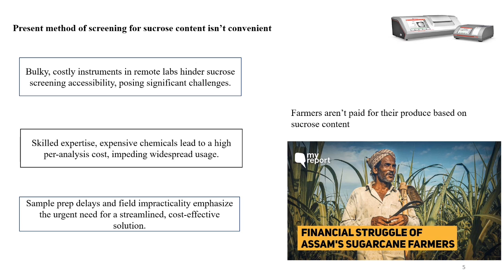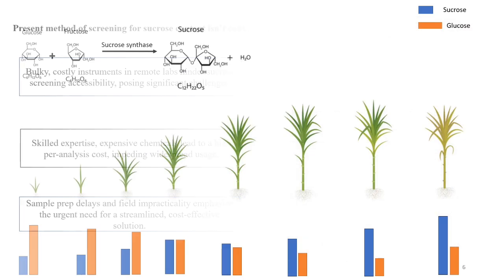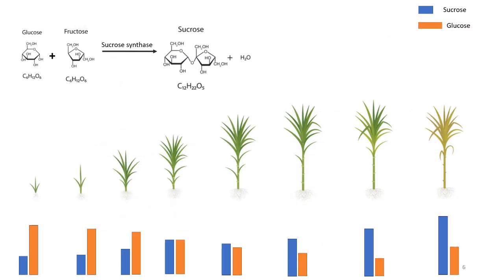Also, sugarcane has three main components: fructose, glucose, and sucrose. As it grows, glucose is used for its development. Sucrose synthase converts excess glucose and fructose into sucrose, which increases as the plant matures. In premature sugarcane, sucrose is 15 millimolar, while glucose and fructose are 110 millimolar.